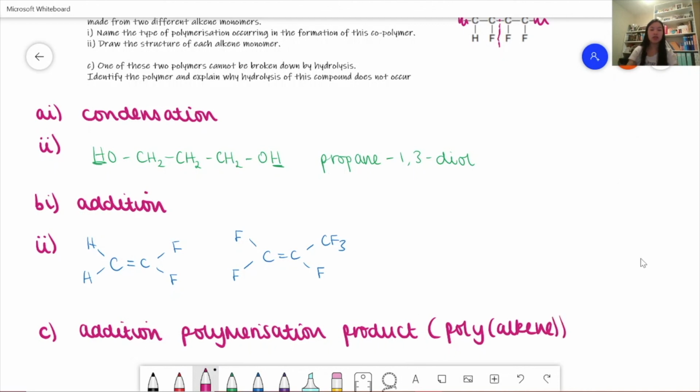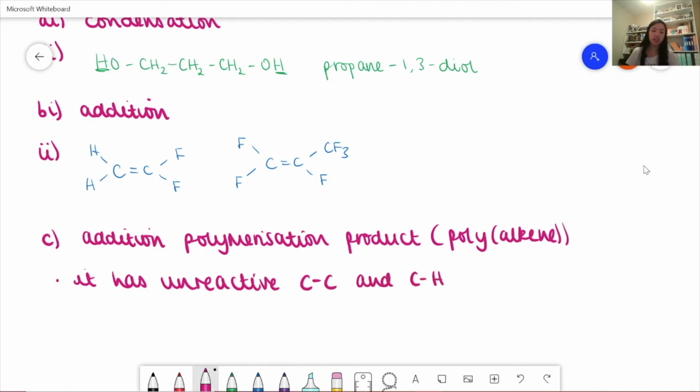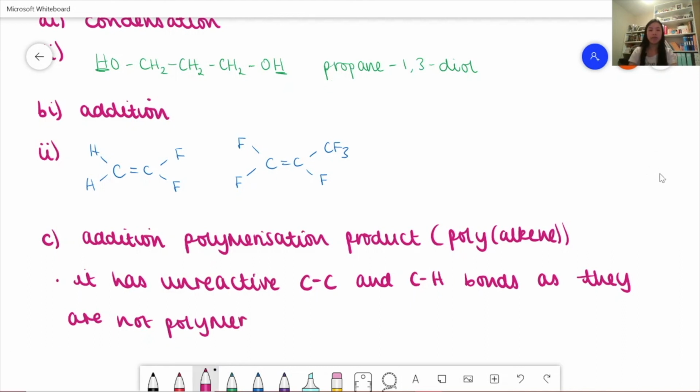And this is because it has unreactive carbon-carbon single bonds and also carbon-hydrogen bonds, as they are not polar. And so they don't attract attacking groups.